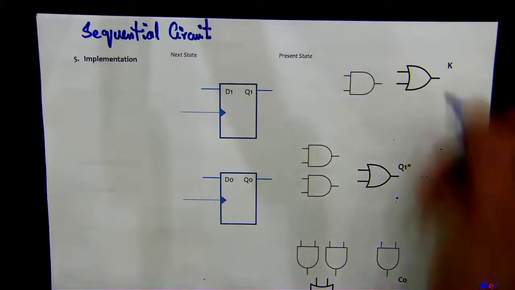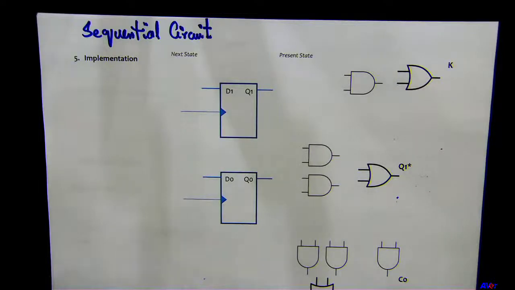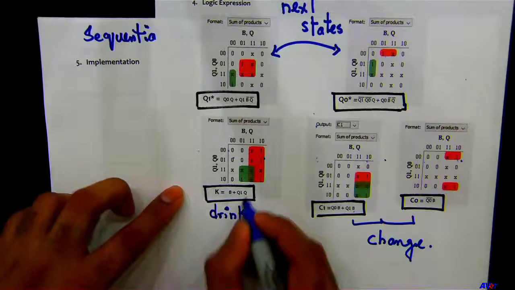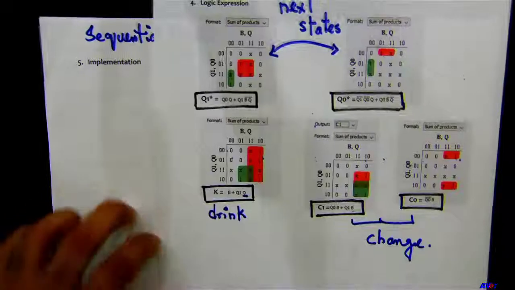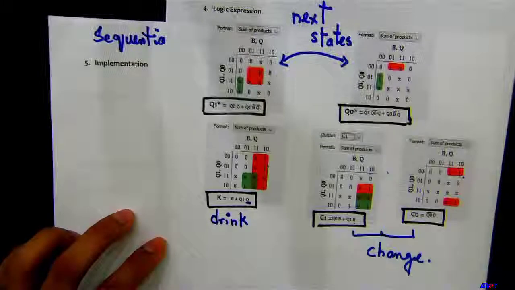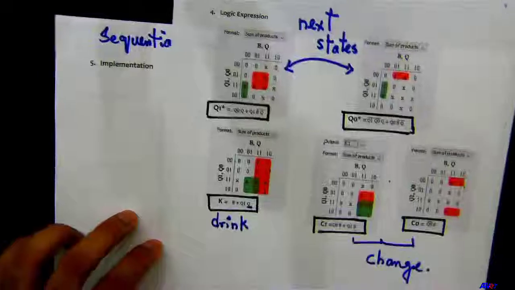We're going to work on the K expression first, and the K expression was Q1Q. What is this Q right here, guys? Not to get confused, this Q is quarter. All right? What is this B right here?